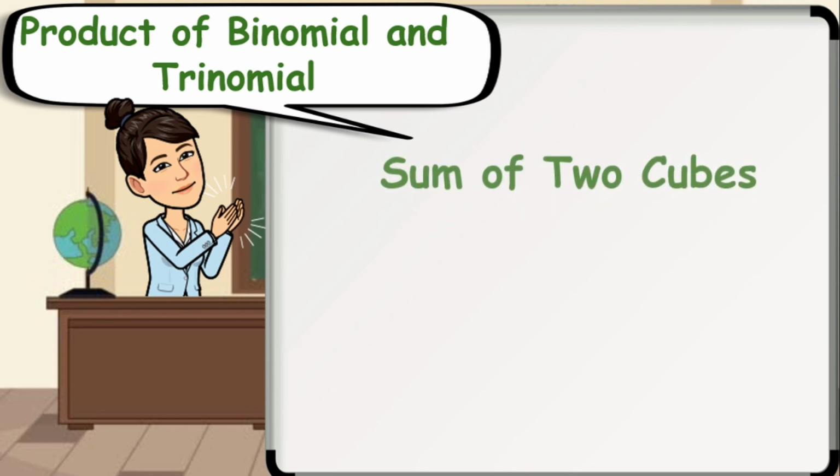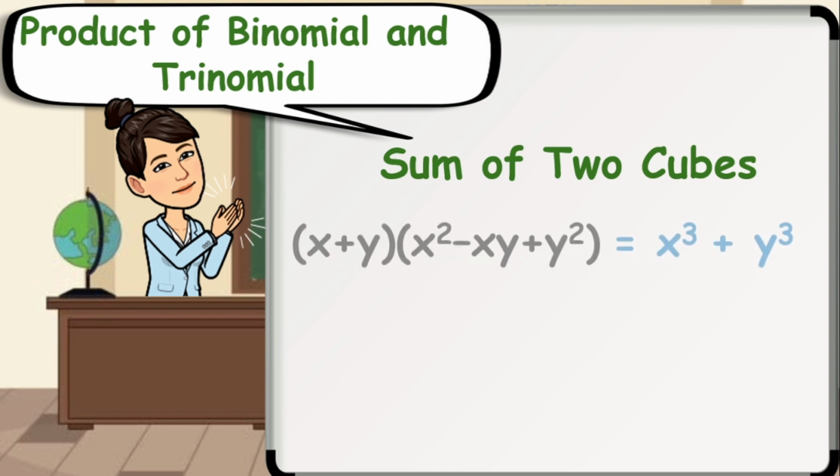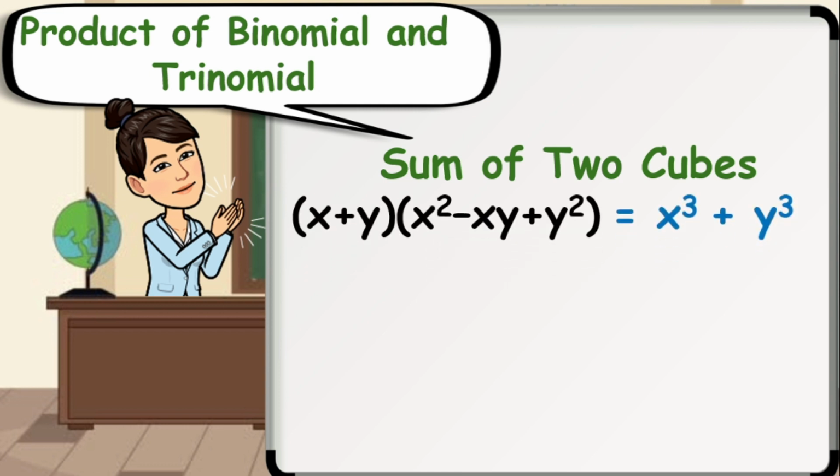Product of binomial and trinomial. These factors have the following characteristics. The first term of the trinomial is the square of the first term of the binomial. Let's take a look at the given on the sum of two cubes. Our binomial is x plus y, and our trinomial is x squared minus xy plus y squared.